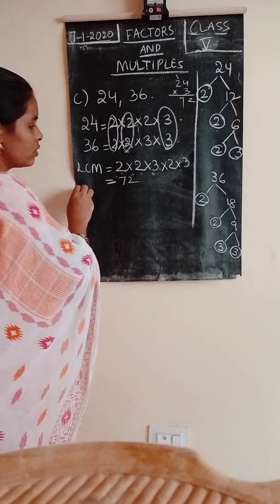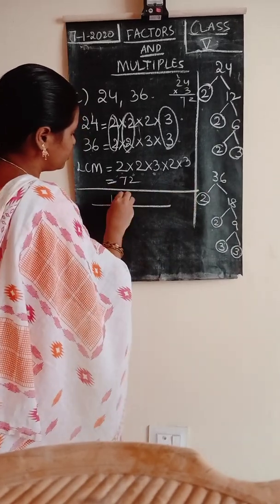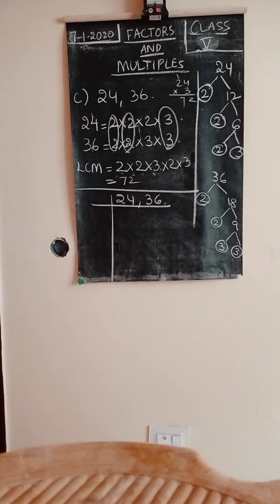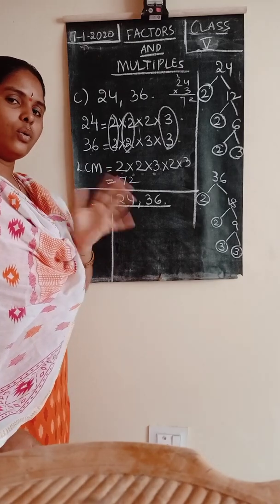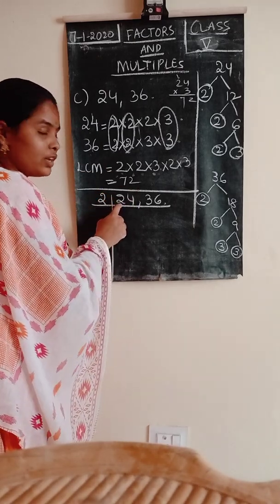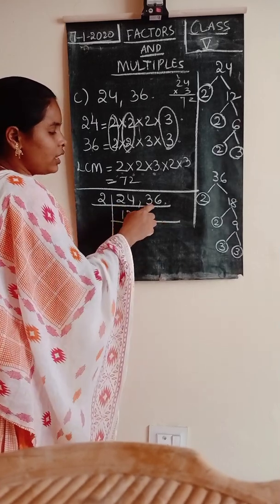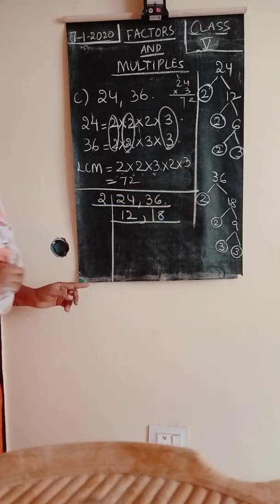Division method means at a time you have to do 24 and 36. Okay, division method. Can you use 1 here? No. You would start with 2. 2 how many times are 24? 2 12s are 24. 2 how many times are 36? 2 18s are 36. Stop here.